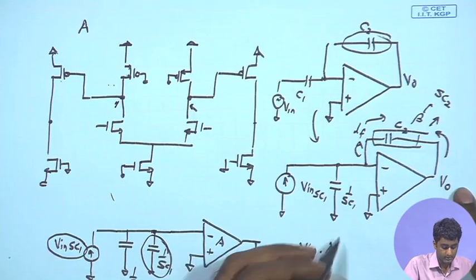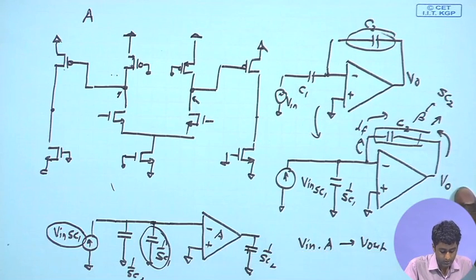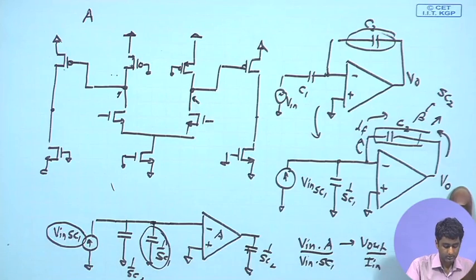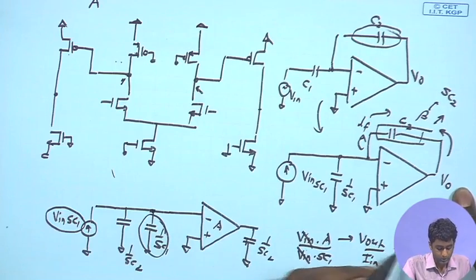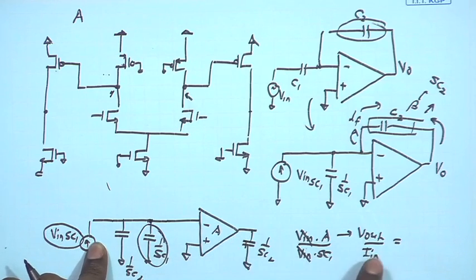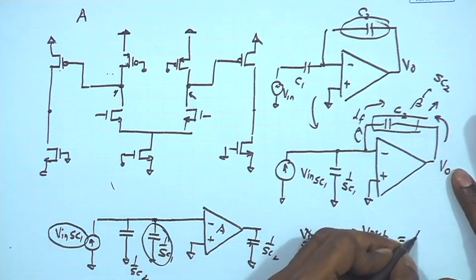So, we need to find out V out upon I in. Therefore, what is V out upon I in? This is V in SC1. Therefore, the V out upon I in, that is the open loop gain of our current to voltage amplifier, is A upon SC1.